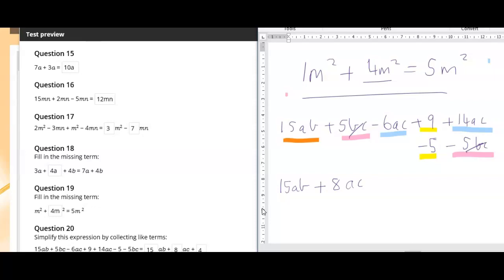And then we deal with our constant. So this is 9 minus 5, which gives you 4. Just remembering that that negative sign stays with the term. So we had minus 6AC here, minus 5 here, minus 5BC here.